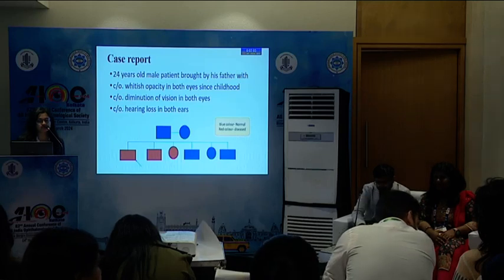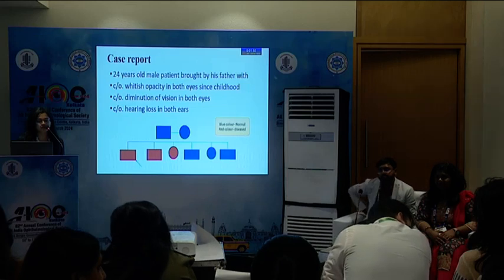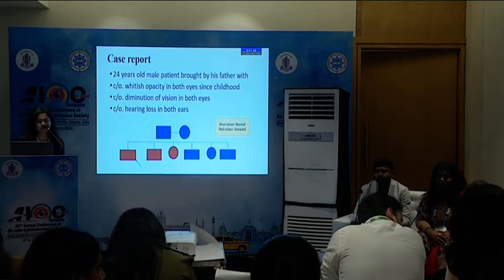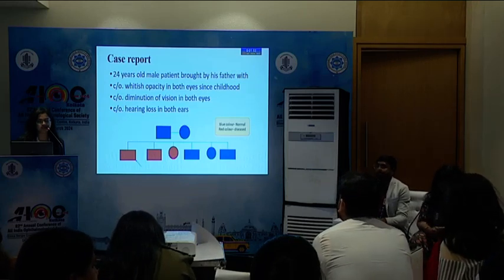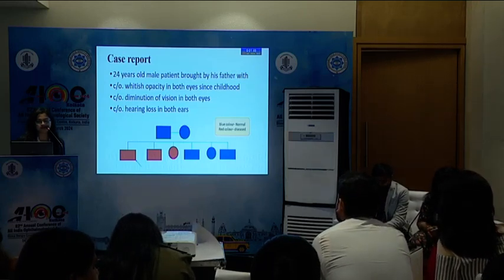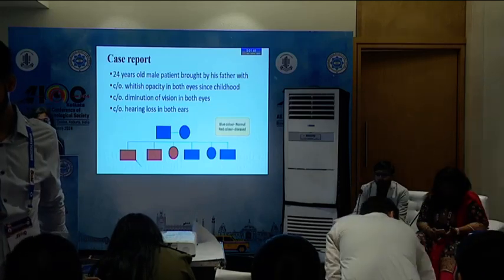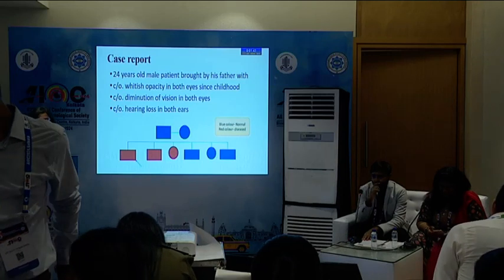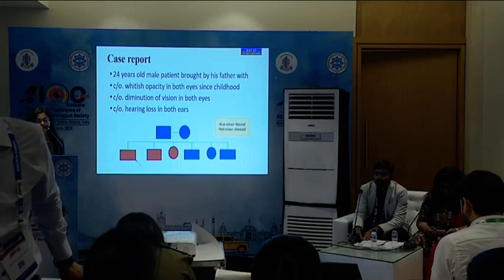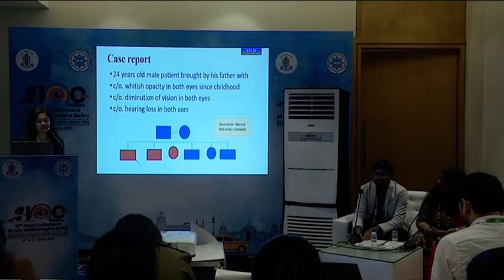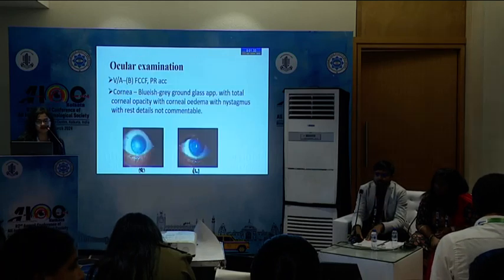In our case, there were 3 siblings. Amongst them, I'm presenting one of them, a 24-year-old male patient brought by his father with chief complaint of whitish opacity in both eyes since childhood, diminution of vision in both eyes and hearing loss in both ears. My pedigree chart shows the father and mother who had 6 children. Amongst them, 3 were deceased. Among the 3, 2 were males and 1 was female. The one I have put the arrow on is the one I'm presenting the case of.